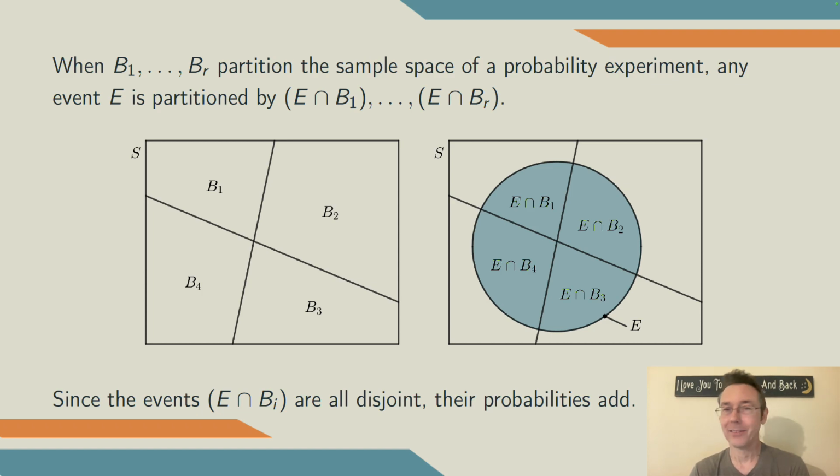When B1 up to BR partition the sample space of a probability experiment, any event E is then partitioned by E intersect B1, E intersect B2, etc. And again, this picture is illustrating that. You can see how on the left, B1, B2, B3, and B4 split up S. On the right, E intersect B1, E intersect B2, etc. split up that set E.